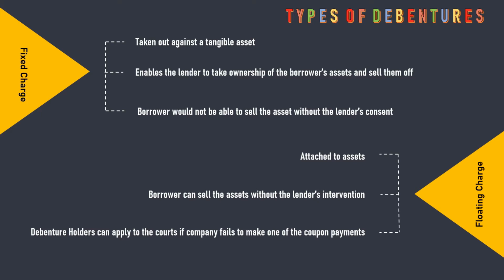So usually, a floating charge is attached to assets such as shares, raw material, and intellectual property. That implies that the asset may change over time and the borrower can sell them without the lender's intervention. However, a floating charge may become fixed if the borrower defaults. And when a company fails to make an interest or capital payment, the debenture holder can apply to the courts to convert the floating charge to a fixed charge.